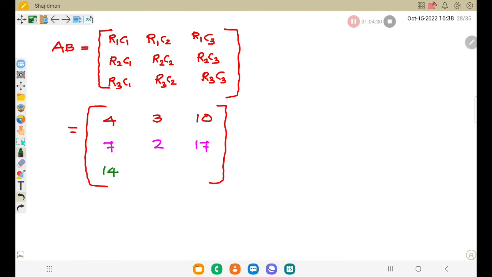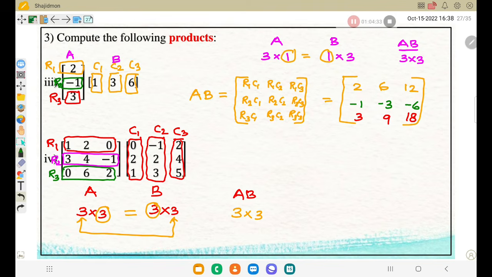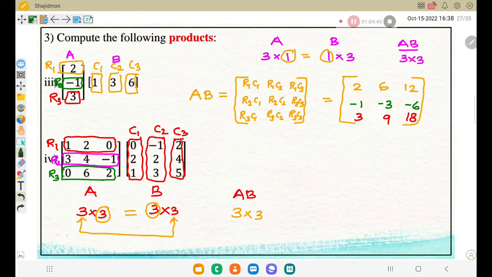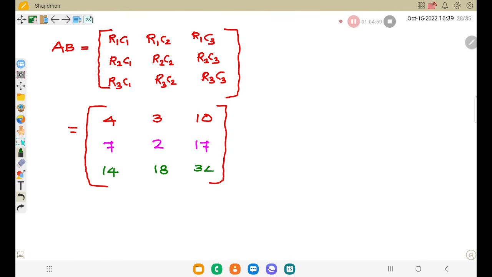can write 14. Now R3 with C2: 0 multiply minus 1, 0, plus 6 multiply 2, that is 12, plus 2 multiply 3, 6, so 18, we can write 18. Now third row with C3: 0 multiply 2, 0; 6 multiply 4, 24, correct; plus 5 multiply 2, that is 10, so 34. So we can write 34. So this is the corresponding 3 by 3 matrix. Hope you understood this question. You can do by calculator for practice later.